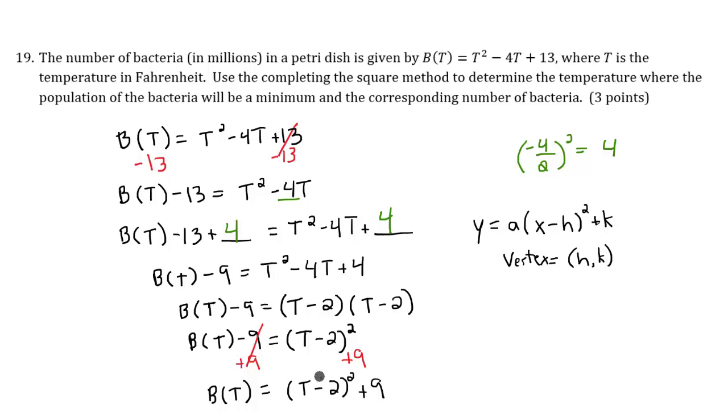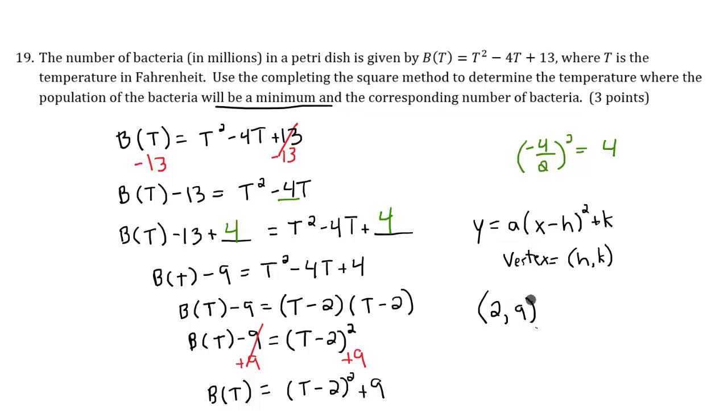So we want to call out the vertex here. We're subtracting a positive 2 in this equation down here. So my h is going to be 2 of my vertex, and then my k is always what's being added on the outside of parentheses. So 9 is going to be my k. So that's going to be my vertex. Now back to the problem here. It says we want to look for the minimum. So it looks like this vertex right here is going to be where the minimum happens.